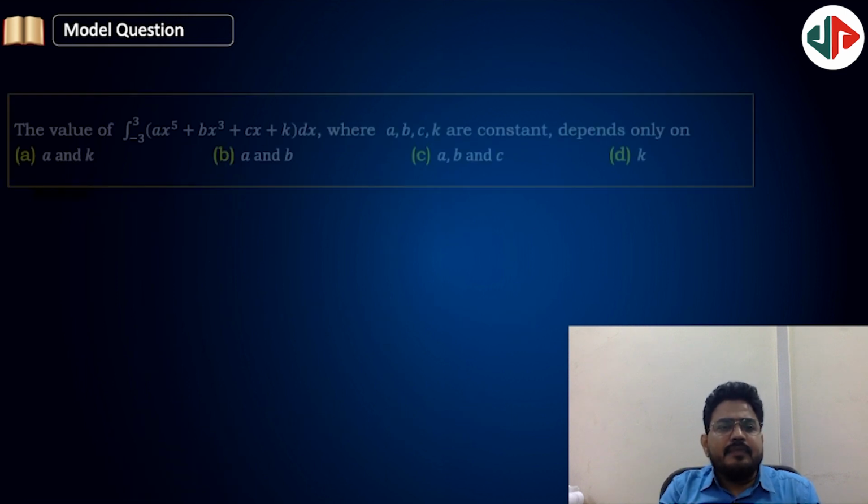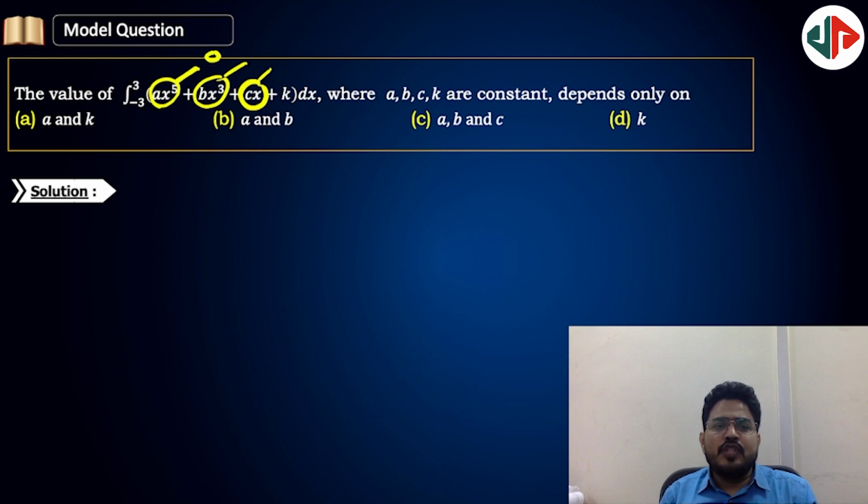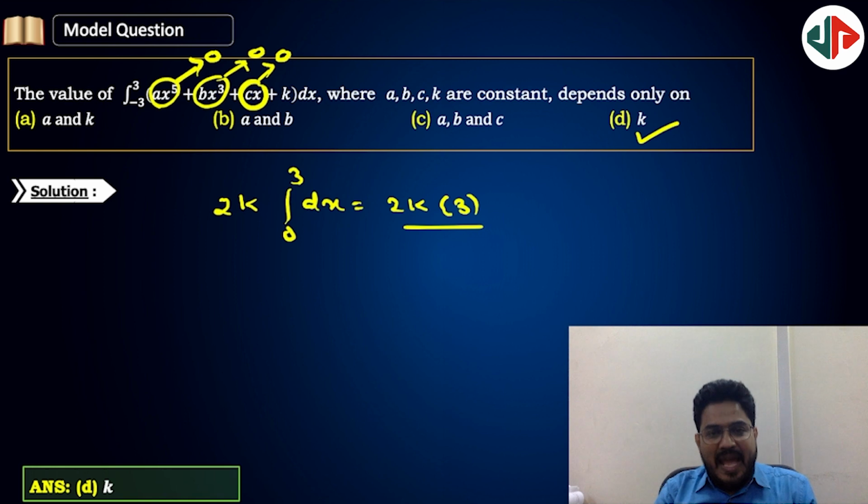Next one is, look at here, a, x power 5 is an odd function, b, x cube is an odd function, c, x is an odd function. So all these values go to 0 each. Now this is k times integral 0 to 3, 2k dx, which is equal to 2k into 3. So the answer depends only on k, no other value.